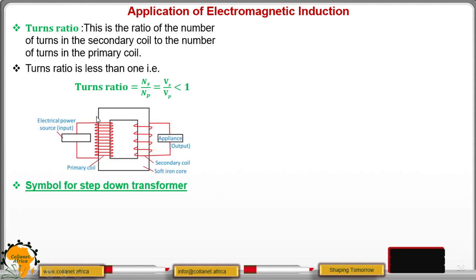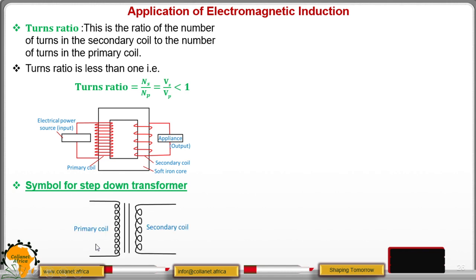Now this is a diagram that is showing the step down transformer. Look at the number of turns here, the primary coil. They are more than the secondary turns here. Again, these two are wound on a soft iron core. Then we have the electrical power source. Here is where we have the input, and here we have the output. So this is a common transformer, a step down transformer.